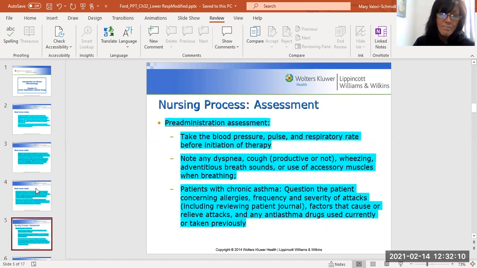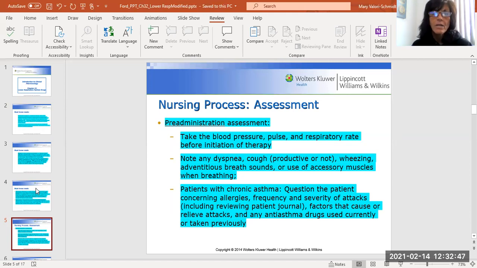So there you go. Before you give any respiratory drugs, that just makes sense, pre-administration, take their vital signs, blood pressure, pulse, respiratory rate, and make sure you're auscultating the lungs, all fields, anteriorly and posteriorly, and you're documenting any dyspnea, shortness of breath, any cough. Is it productive, in other words, or non-productive? If it's productive, better tell me what it looks like, what they're coughing up. What does the sputum look like? Is it purulent, thick? Does it have color to it? Is it yellow? Is it green? Is it clear? Right? Document all that.